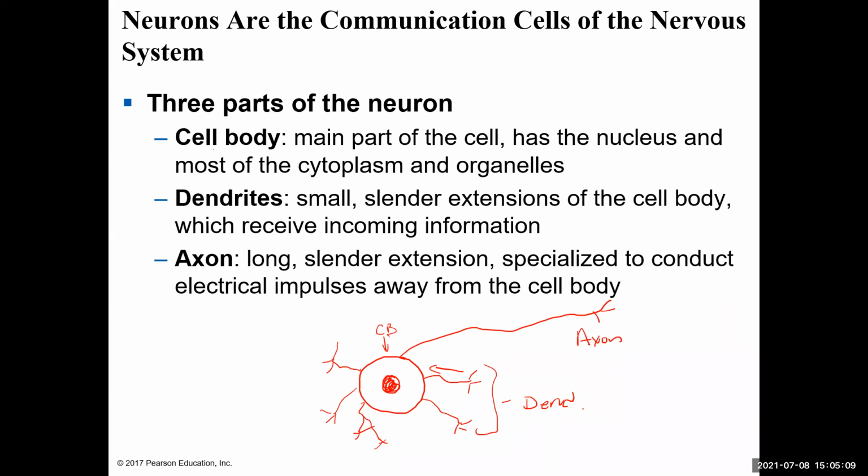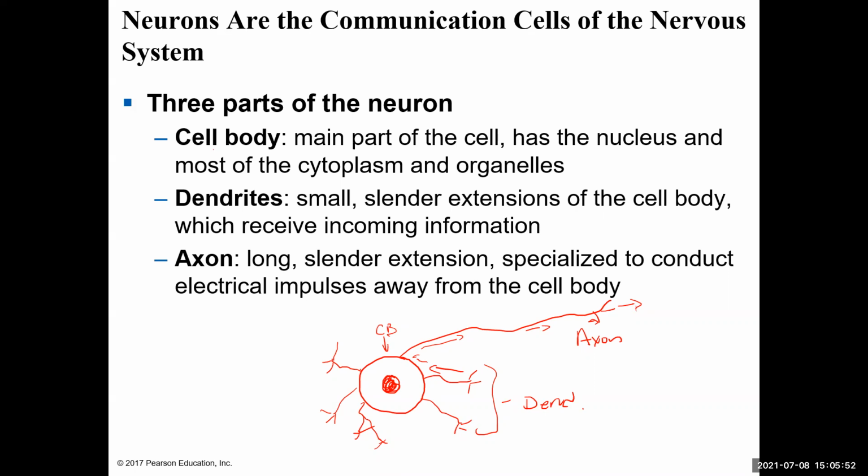And so the neuron will receive information from the dendrite, carry it down the axon, and then it will move to either another neuron or a muscle or whatever other target structure is. So your dendrites are small, slender extensions that come off that cell body and receive incoming information. The axon is a singular longer extension that is specifically developed to conduct electrical impulses away from the cell body towards a target structure.